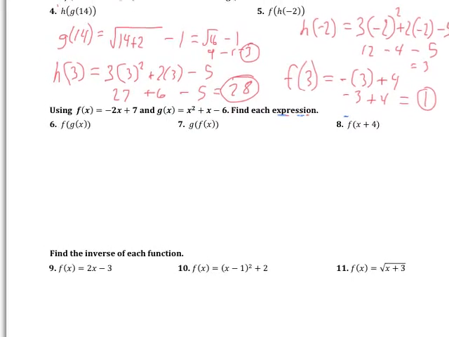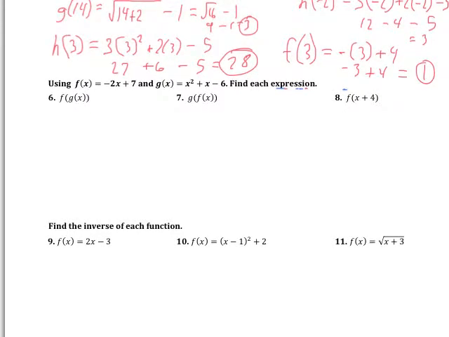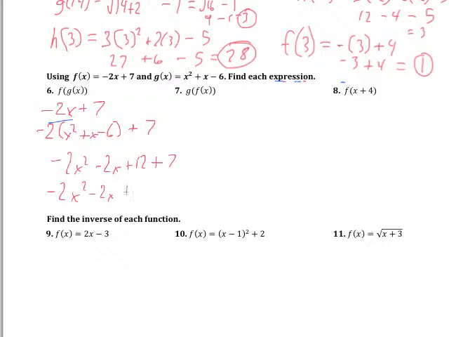6, 7, and 8 are just more like algebra versions of 4 and 5, so here we go. So number 6 says we need to stick the g function into the f function. Well, the f function is negative 2x plus 7, right? So that x is going to get replaced with the g function, which looks like this. And now you would do the distributive property. And add the 7, and we get a final answer of this. There you go.